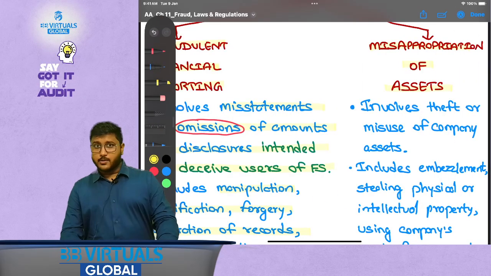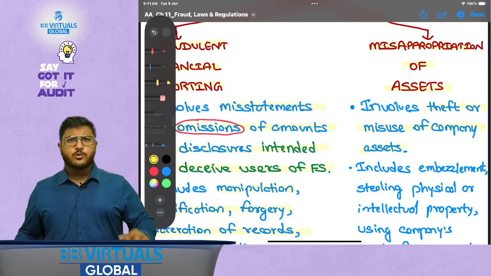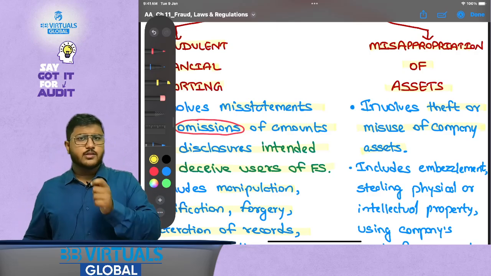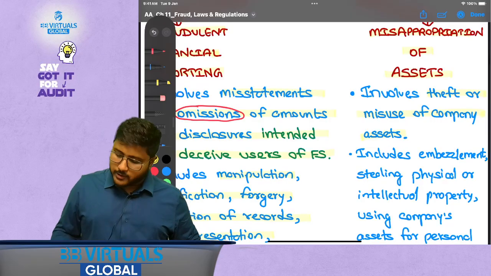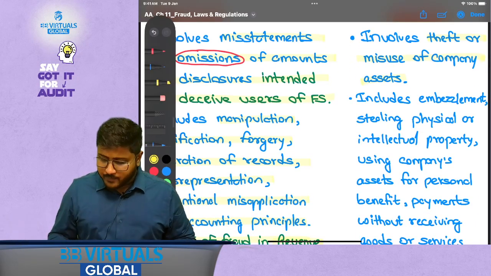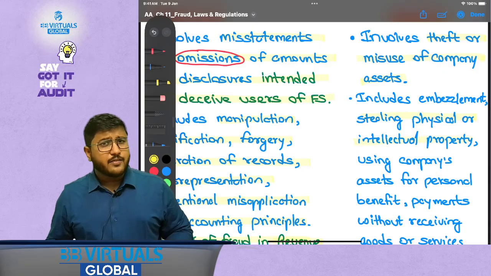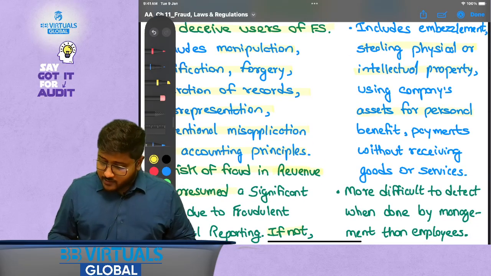Now let's talk about the misappropriation of assets. It involves theft or misuse of company assets, like we discussed about the cash theft and the stealing of one chocolate every day, right? So both are examples of misappropriation of assets. It includes embezzlement, as in the stealing of money, stealing physical or intellectual property, like we discussed about the chocolate, and using company's assets for personal benefits.